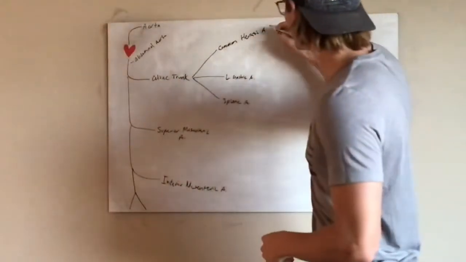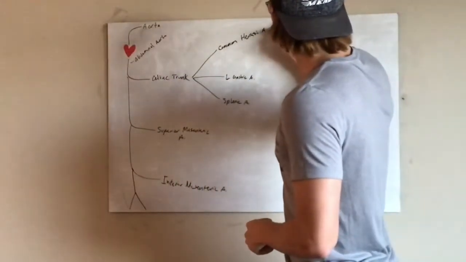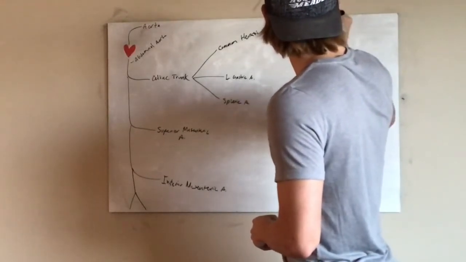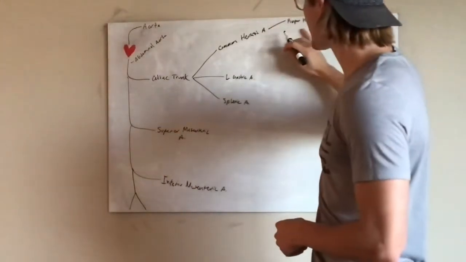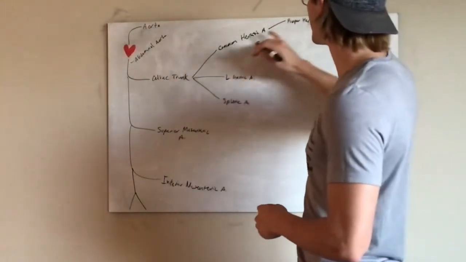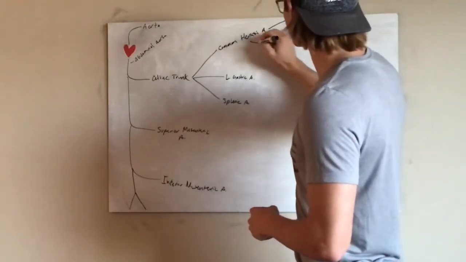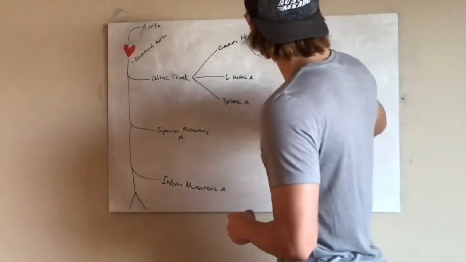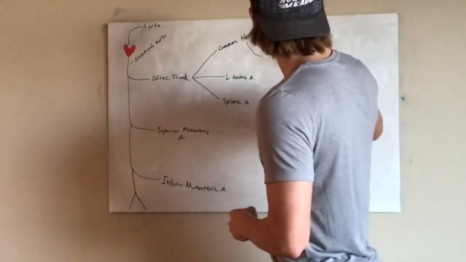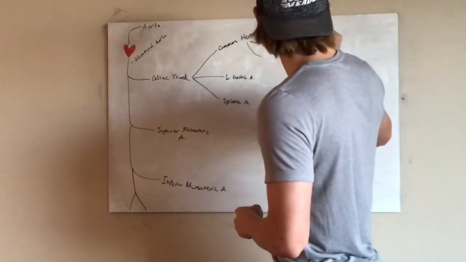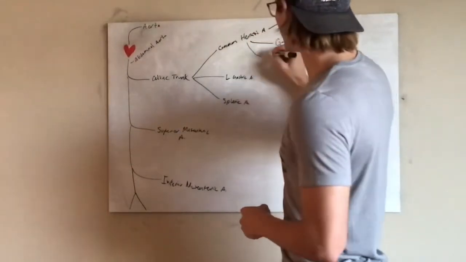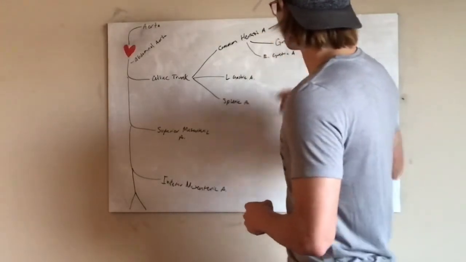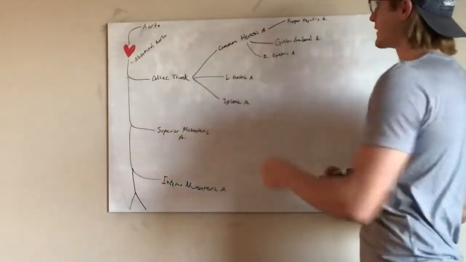The common hepatic artery is going to have a couple branches. So it's going to have our proper hepatic artery. So it's going to be celiac trunk, common hepatic artery, proper hepatic artery. It's also going to have two more. We're going to have the duodenal artery. And we're going to have our right gastric artery. So our right gastric artery is coming off our hepatic artery.